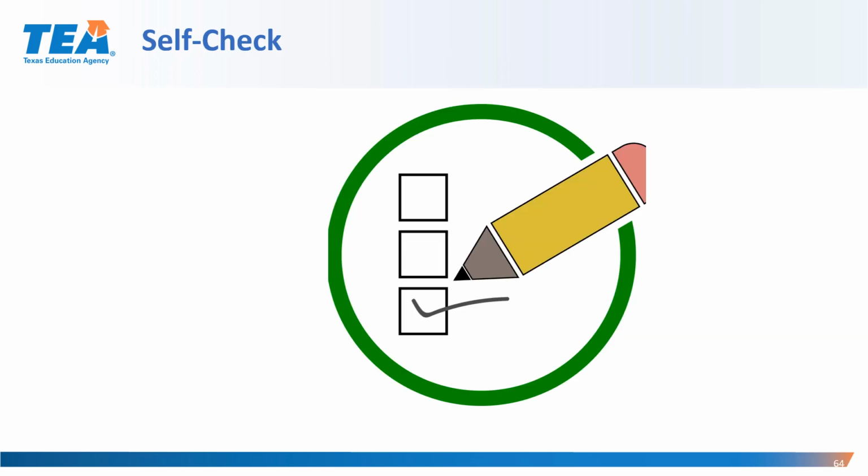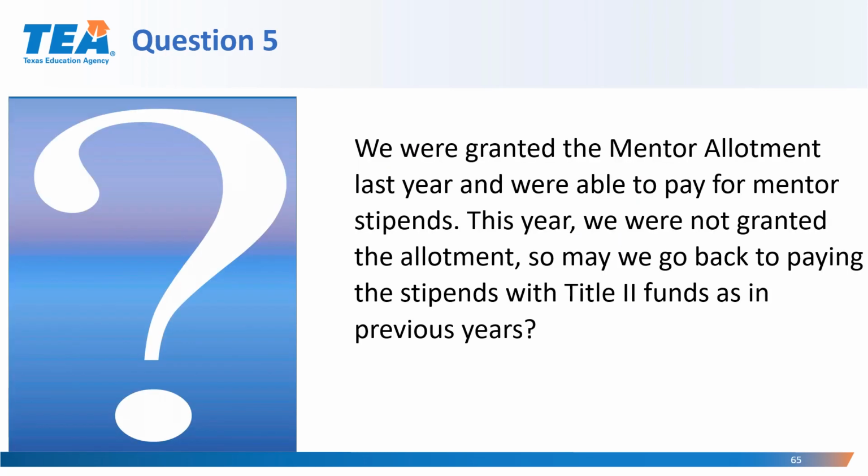Okay, we have two more knowledge check questions. We were granted the mentor allotment last year and were able to pay for mentor stipends. This year, we were not granted the allotment, so may we go back to paying the stipends with Title II funds as in previous years?